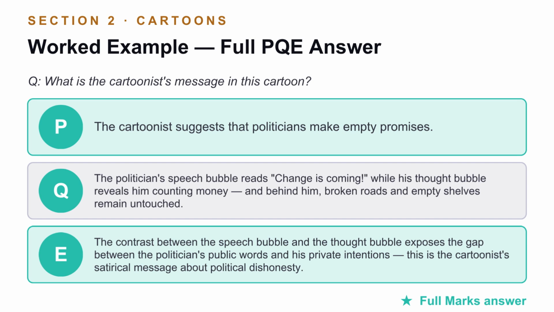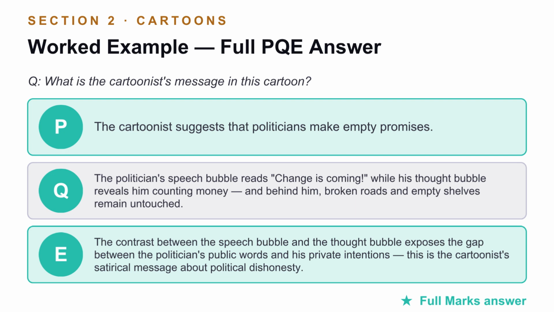Here's the question. What is the cartoonist's message in this cartoon? Your point? The cartoonist suggests that politicians make empty promises. Your quotation? In the cartoon, the politician's speech bubble reads, "Change is coming," while his thought bubble reveals him privately counting money, and behind him in the background, broken roads and empty shelves remain untouched.